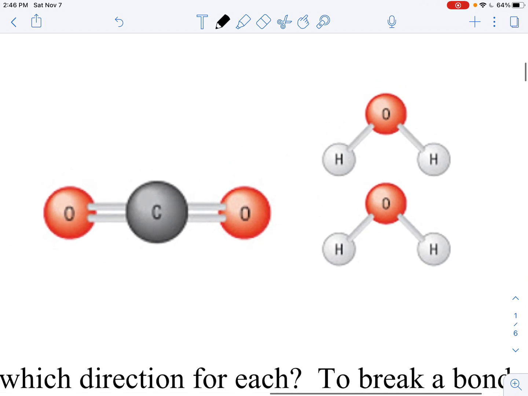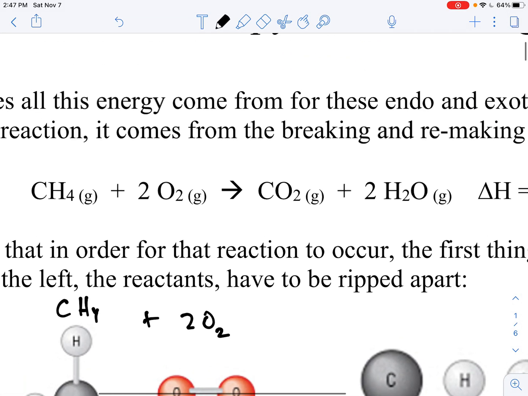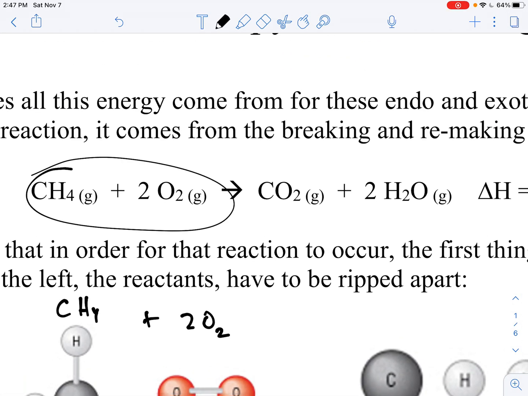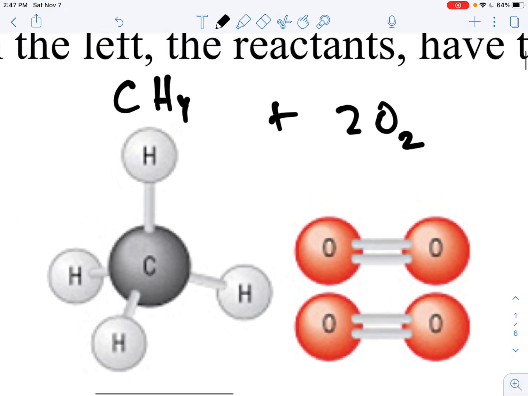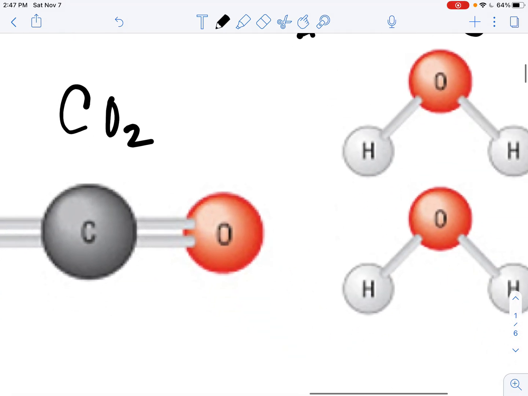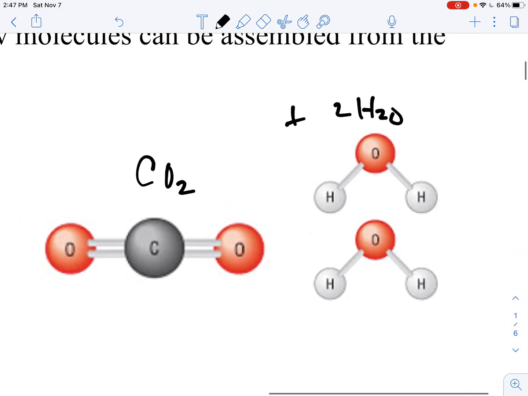Now what we're trying to get to in the process is this guy over here. We're trying to get to a carbon dioxide and two waters. So again, that's what's happening in our equation. CH4 and 2O2 is trying to end up as a carbon dioxide and two waters. So this is where the atoms are starting. The carbon is bonded to 4 hydrogens, and then 2 sets of 2 oxygens are together. But by the time we're all done, it's going to end up down here where the carbon is bonded to 2 oxygens here, and each oxygen is now bonded to 2 hydrogens.